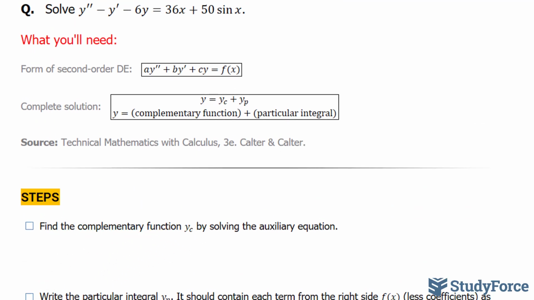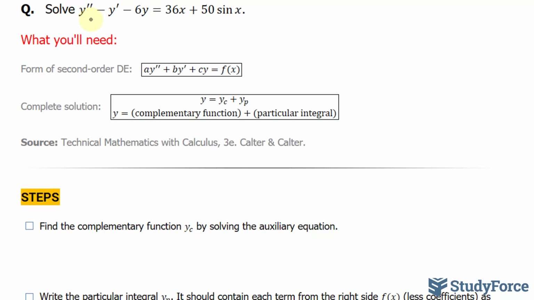Now take a look. Every complete solution of a second-order differential equation with the right side not equaling 0 looks like this, where we have y is equal to a complementary function plus the particular integral. We're starting with y subscript c. Now to find the complementary function y subscript c, we need to focus on the left side. Notice that the left side has all the y terms. We have y double prime, y prime, and 6y.